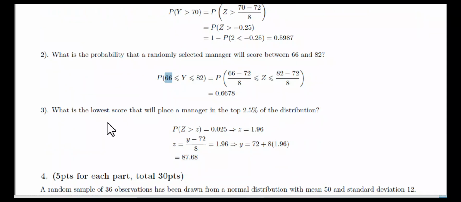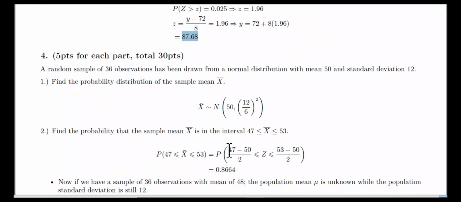And part 3 is about an inverse probability problem. We want to find a little y value such that the probability of capital Y greater than little y is going to be 2.5%. Following from the z case, we know the little z has to be 1.96. And then what is this little z converted from? Actually, little z is converted from y. Little z equals y minus 72 divided by 8, and then equals 1.96. So solve this little equation for y, end up with this number.